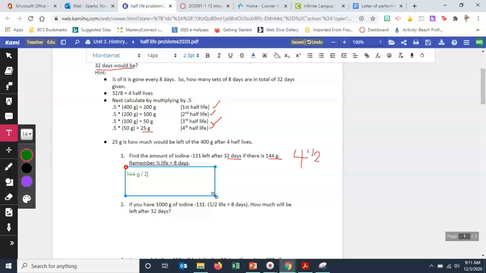144 divided by 2 gives me 72 grams. And now, that's 1 half-life. Now I'm going to do that again, divide by 2. So 72 divided by 2 is going to give me 36 grams. That's 2 half-lives. Then we're going to do 36 grams divided by 2.